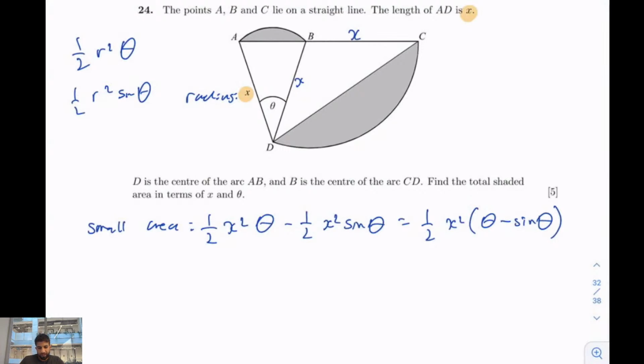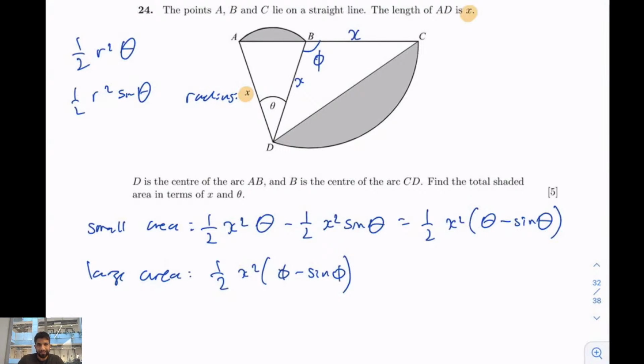And then we need to do something similar to the large one as well. But we don't know this angle. So I'm going to call that angle phi, or you can call it alpha, beta, whatever you want. But the idea is, as I was saying before, we will need to find a link between them at the end, because now we can write it in terms of phi. It's the same logic. Large area is going to be half x squared (phi minus sine phi). So that's the same formula, there's nothing new there.